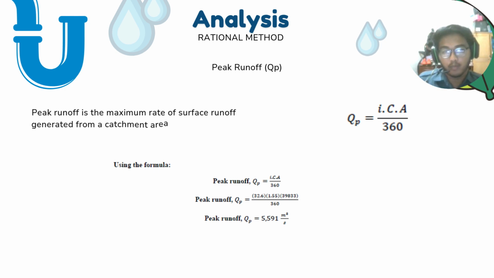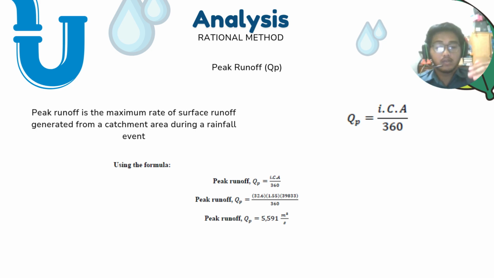For the last one, from the rational method, we must find the peak runoff QP. Peak runoff is the maximum rate of surface runoff generated from a catchment area during a rainfall event. We use the formula from the MASMA, which is QP equals I times C times A over 360. Using the formula, we get QP equal to 5,591 meter cube per second.